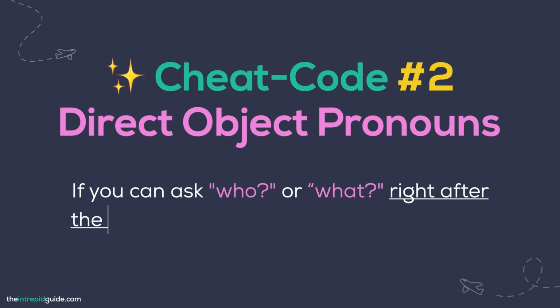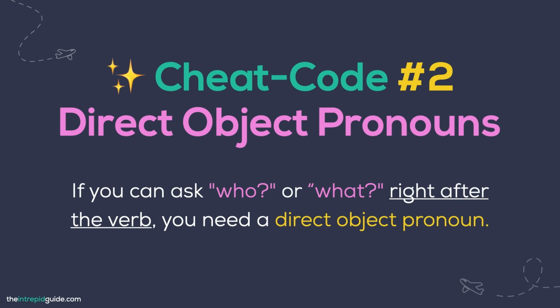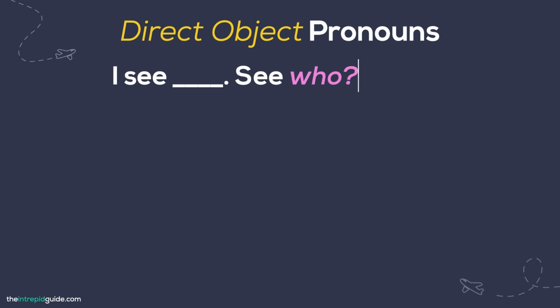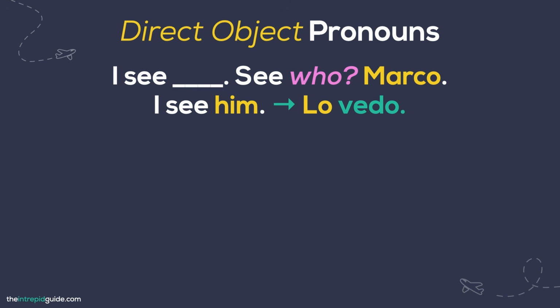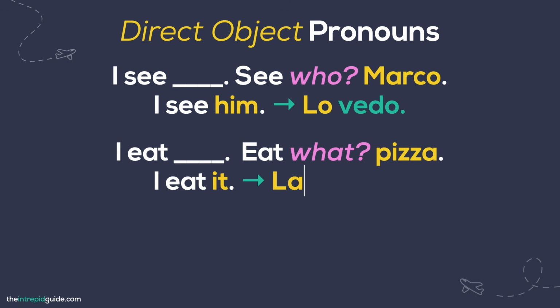So cheat code number 2 is, if you can ask who or what right after the verb, you need a direct object pronoun. Try it on these English sentences. I see. See who? Marco. I see him. Then we say lo vedo. I eat. Eat what? Pizza. I eat it. Then we say la mangio.